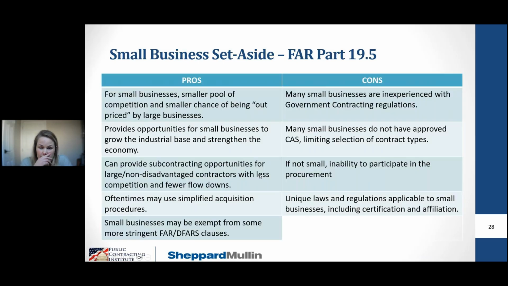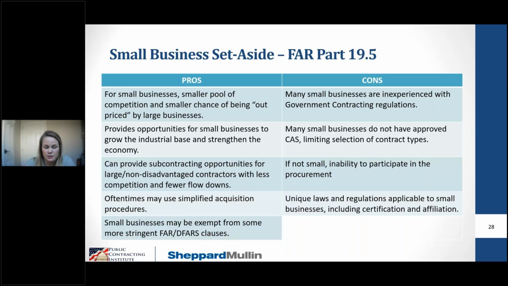Advantages of small business set-asides: if you're small, it's probably a smaller pool of companies you're competing against. Less likely that you're going to be outpriced by larger businesses. Small businesses oftentimes are exempt from some of the more stringent FAR and DFARS requirements like cost accounting standards. If you're a large business, there could be opportunities for you to get involved as a subcontractor with less competition requirements, but be careful of the restrictions on limitations on contracting and affiliation that can often get you in trouble.